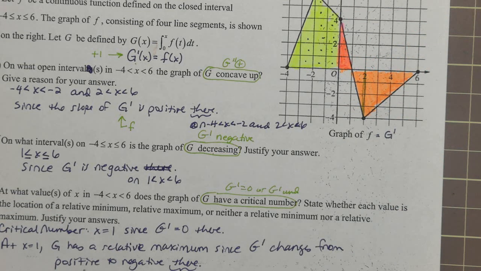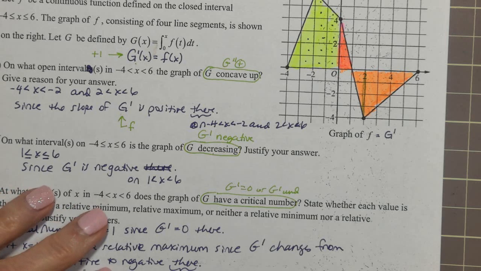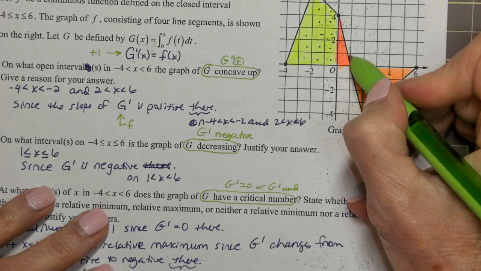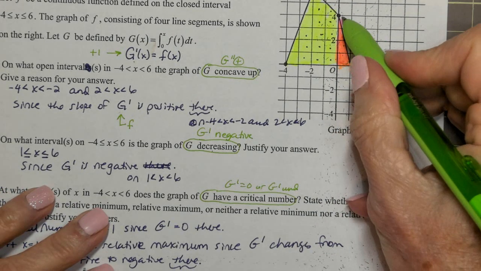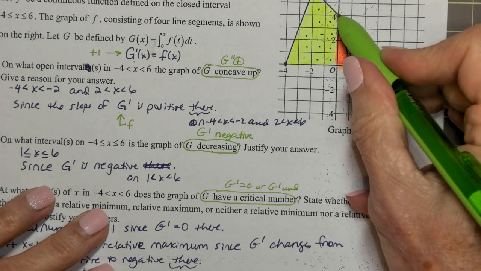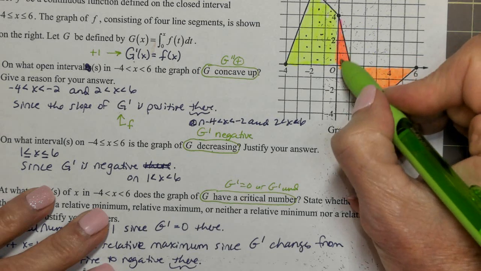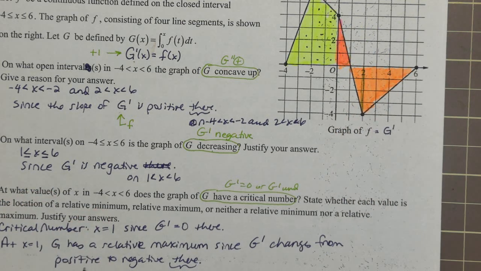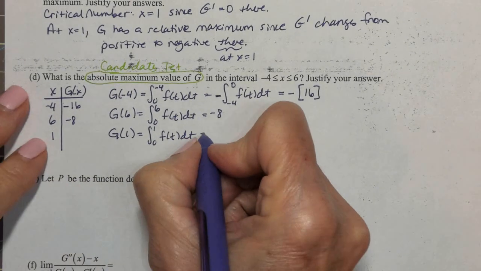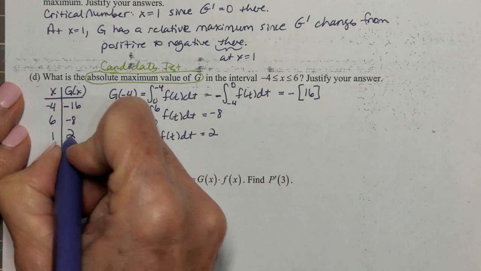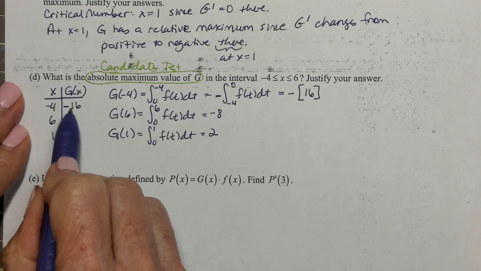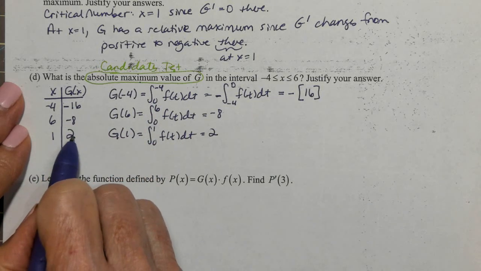And that area is, what I see is, it's half of 4. These 4 blocks, the diagonal cuts it in half, so it's half of 4, which is 2. So g of 1 is 2. Which is the highest g value? 2 is the highest g value.